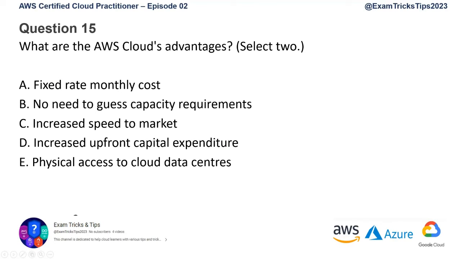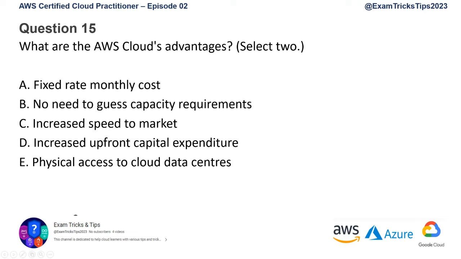Question 15. So what does this say? We have to select two in this case. What are the advantages of cloud? We have got 5 options. And I think in this case, we would go by elimination.